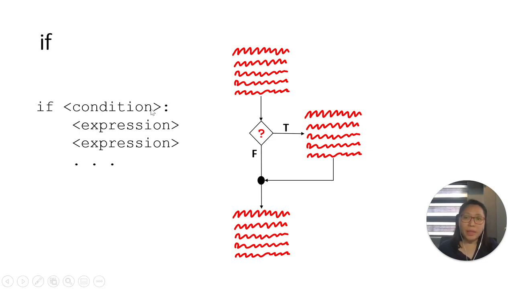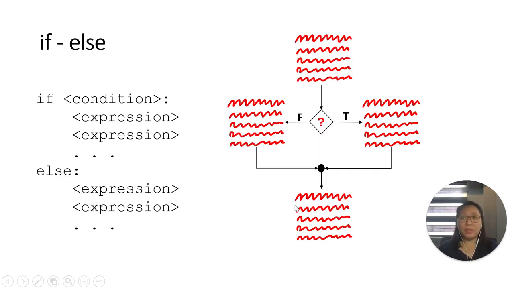So this single if executes this additional code block. Okay, so this condition or this test decides whether this additional code block will be executed or not.